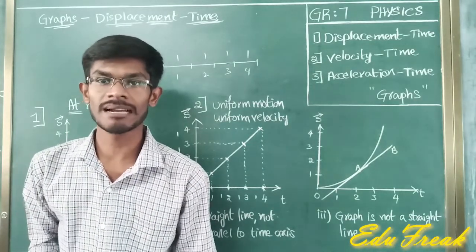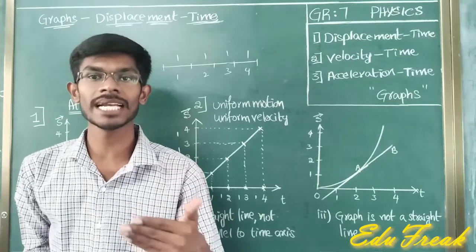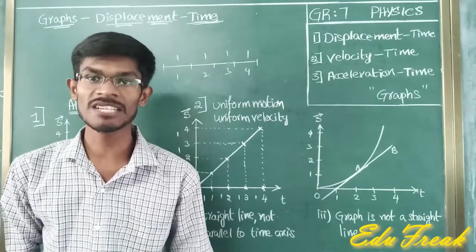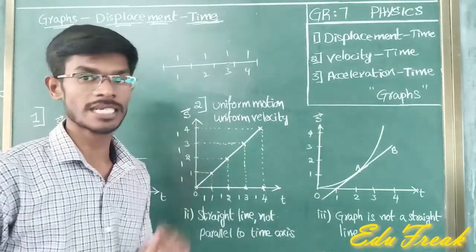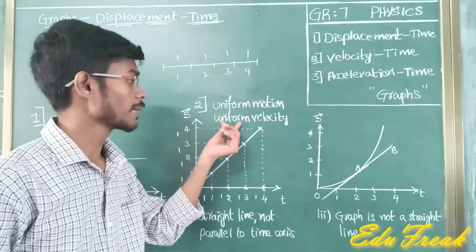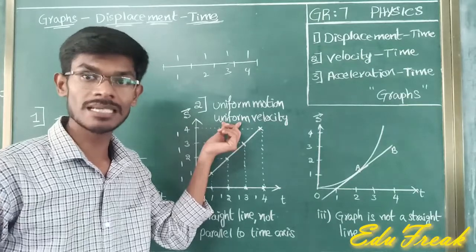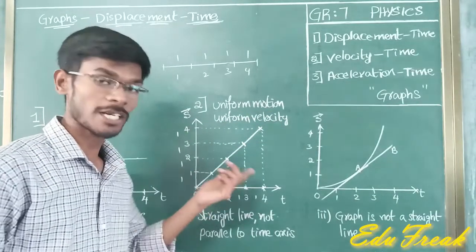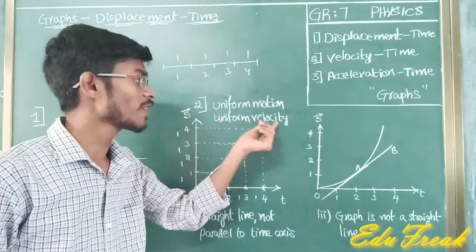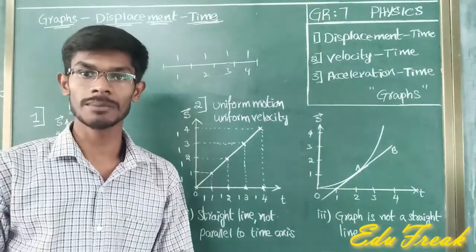If an object is covering equal distances in equal intervals of time in a specified direction, it is represented as uniform velocity. Okay. If an object is covering equal distances in equal intervals of time in a particular direction, we will call it the uniform velocity of an object.